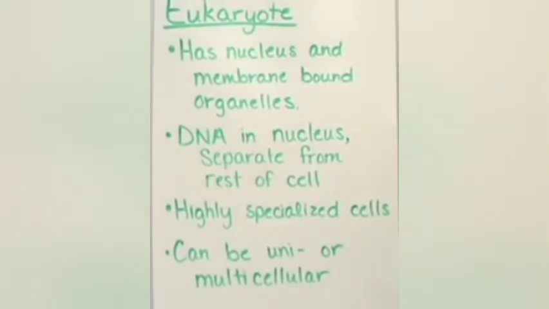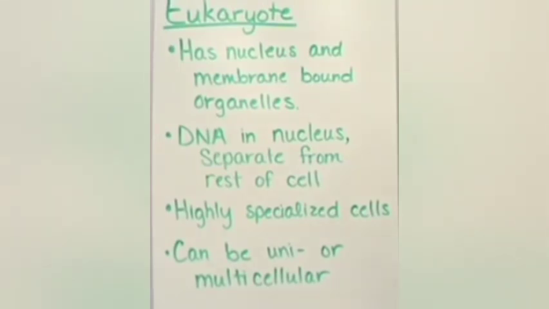Most eukaryotic cells are actually highly specialized. They have special functions within the cell. The cells can actually function either by themselves or in conjunction with other cells. And organisms who are eukaryotes could be either unicellular or multicellular.